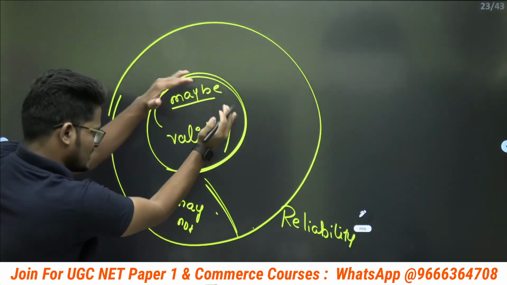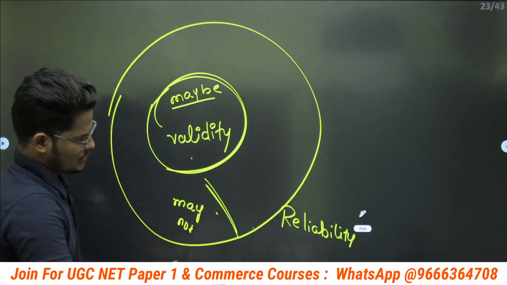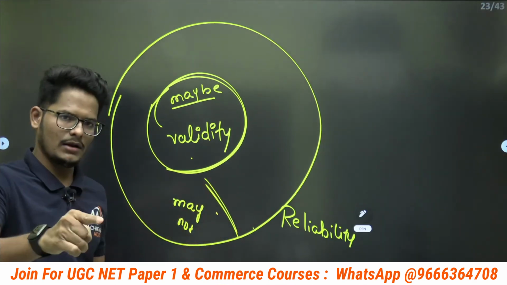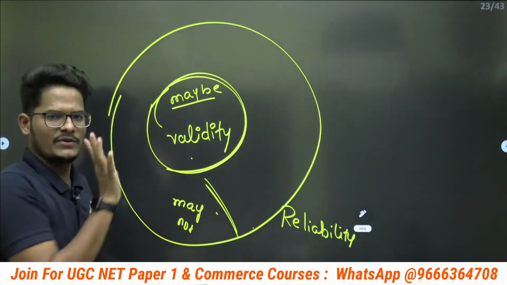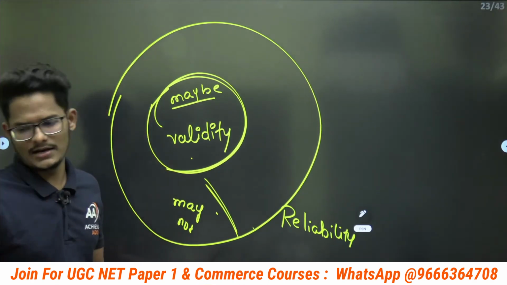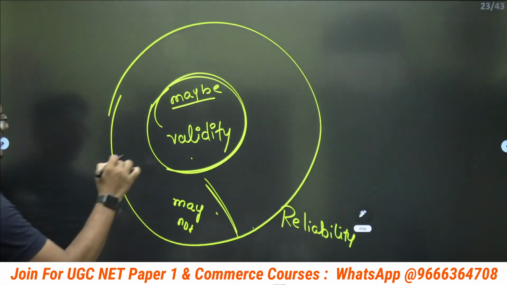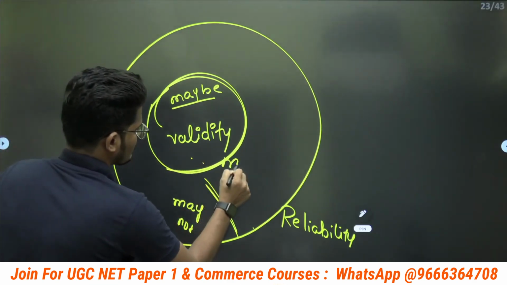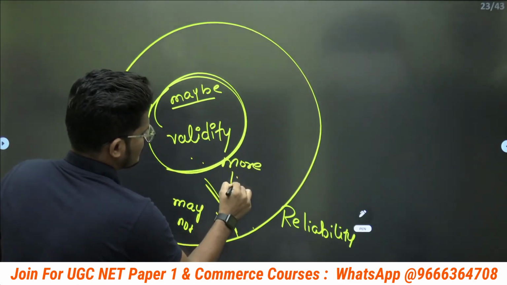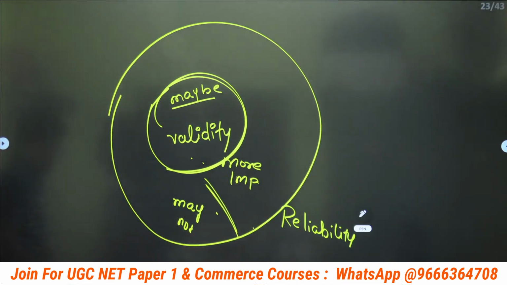Maybe this portion is valid, and maybe this portion is not valid. So when something is reliable, it may or may not be valid. But when something is valid, it must always be reliable. And validity is more important compared to reliability, because validity is the upper one which will be supporting the accuracy or the reliability.